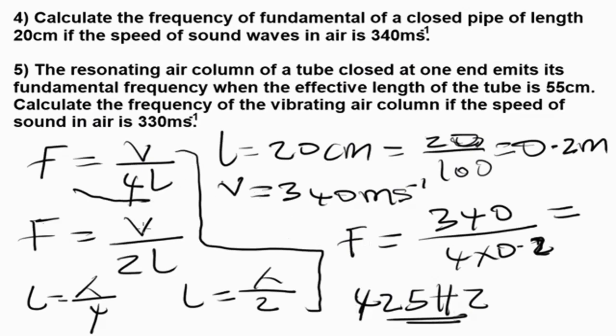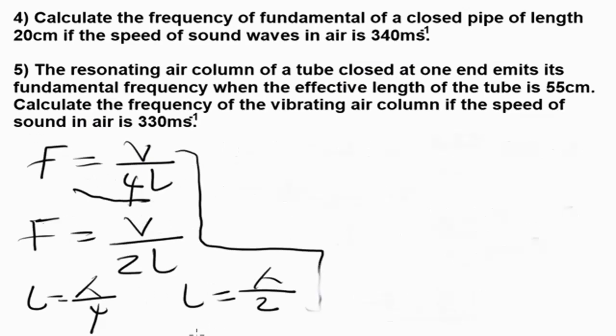Now let's wipe this and solve question 5, and after it, you can call it a class. Okay, so question 5 says, the resonating air column of a tube closed at one end emits its fundamental frequency when the effective length of the tube is 55 cm. Calculate the frequency of the vibrating air column if the speed of sound in air is 330 meters per second.